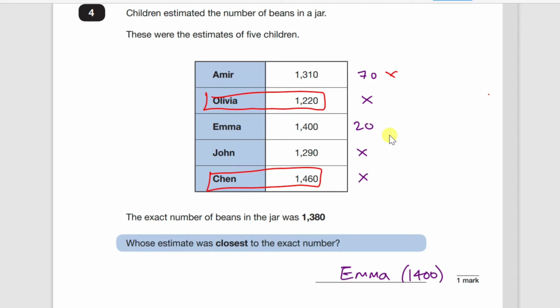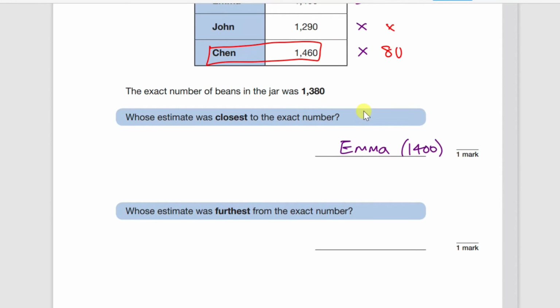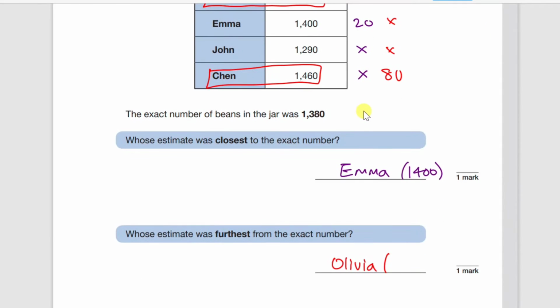So automatically, these 3 are out. Now you want to see which one has the biggest difference. Between 1,460 and 1,380, if we subtract them, we should get a difference of 80. Whereas if you subtract 1,220 from 1,380, you should get a difference of 160. So this is when you do your subtraction methods. And clearly Olivia is the winner. She's the furthest away. Let's put Olivia down. And then her number was 1,220. Cool.